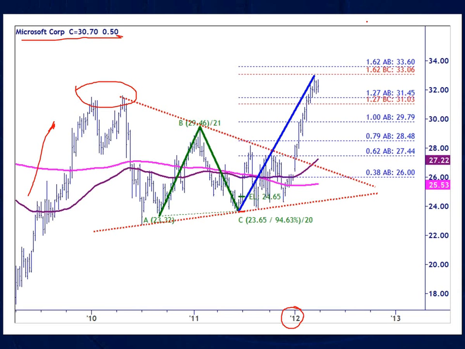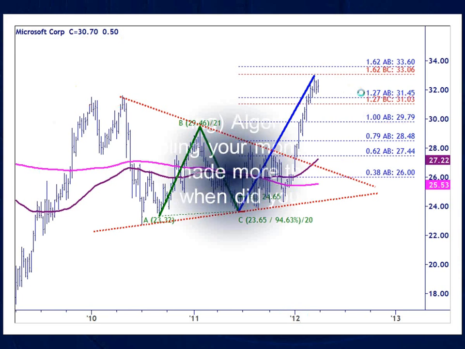Usually, the symmetric triangles break out. So now, of course, it's come back and tested this 29 level, 100 level, and now it's kind of rising from here. We'll see where it goes. But this is actually a weekly chart of Microsoft.